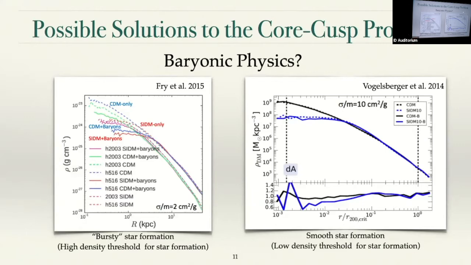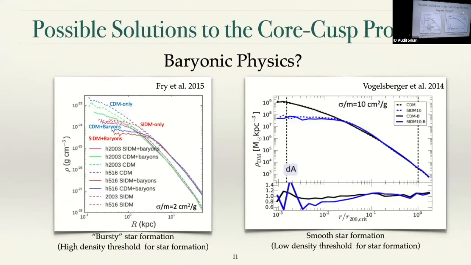Now, in this halo, H516, this is a larger mass halo that has a stellar mass greater than 10 to the 9 solar masses. What you see in those halos is that when you include baryons, and in particular bursty star formation, so you have a high density threshold for star formation, you produce cores. However, at this lower mass scale, so this is a halo that has a stellar mass less than 10 to the 9 solar masses, even with the baryons, you're still producing a slightly more cuspy profile.